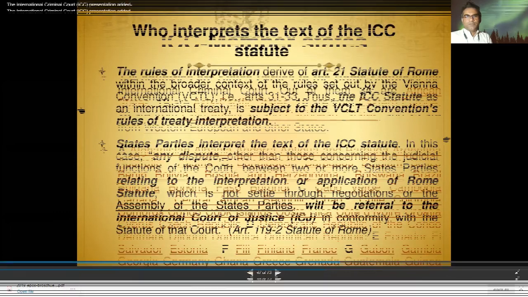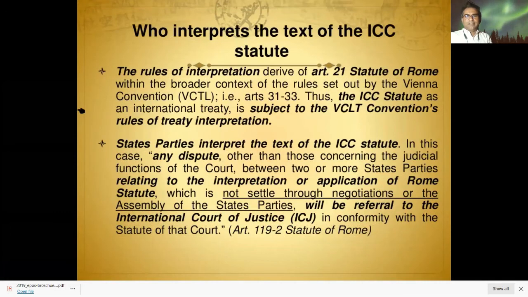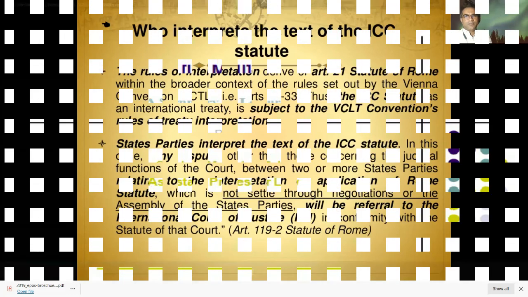Who interprets the text of the ICC Statute? The rules of interpretation derive from Article 21 of the Rome Statute within the broader context of the rules set out by the Vienna Convention, that is Articles 31 to 33. Thus, the ICC Statute, as an international treaty, is subject to the VCLT rules of treaty interpretation. So these are the Vienna Convention rules, the forum which interprets the text of the ICC Statute.